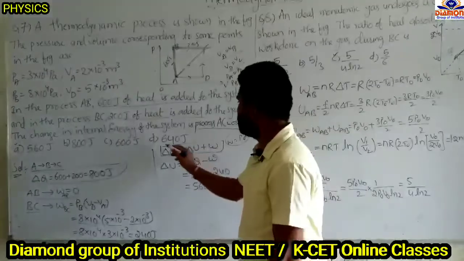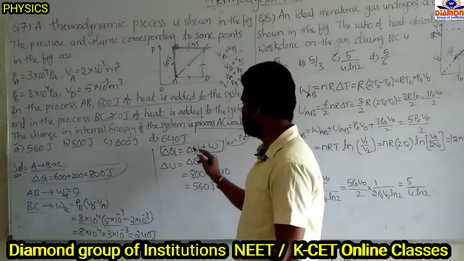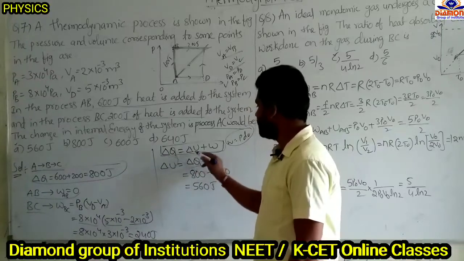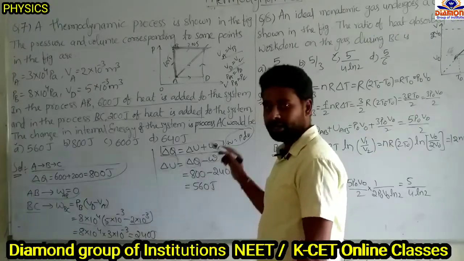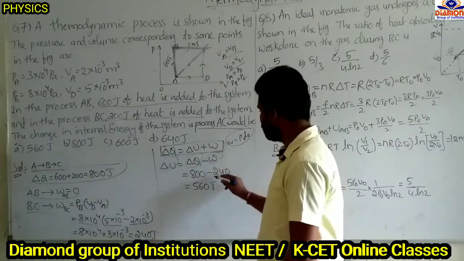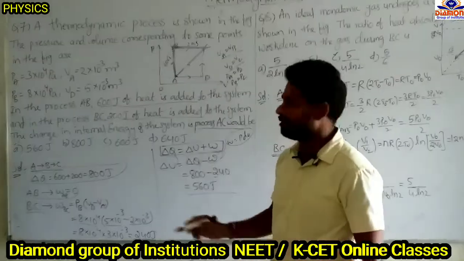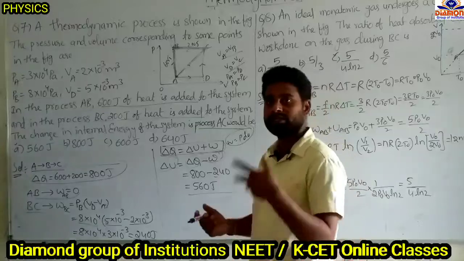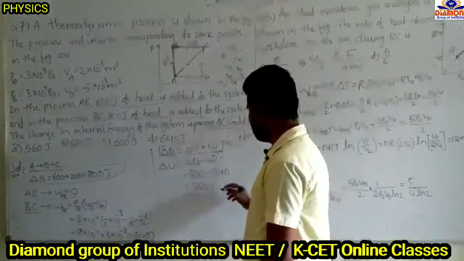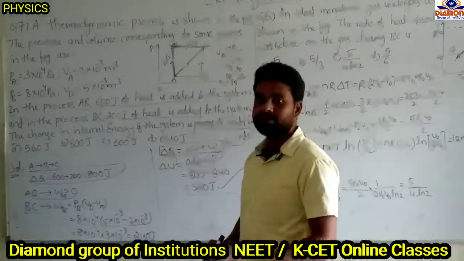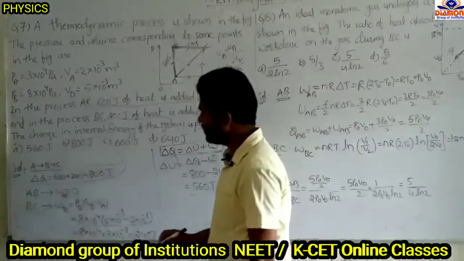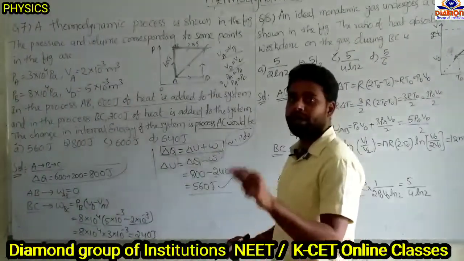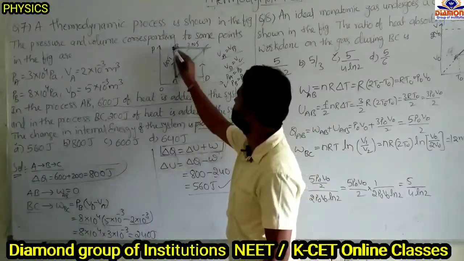Now, from the first law of thermodynamics, delta Q equals delta U plus W, so internal energy equals heat added minus work done. Heat added is 800 joules minus work done, 240, so the internal energy is 560 joules. Since heat is added, temperature increases and internal energy also increases. So 560 joules is the internal energy for the A to B, B to C path.